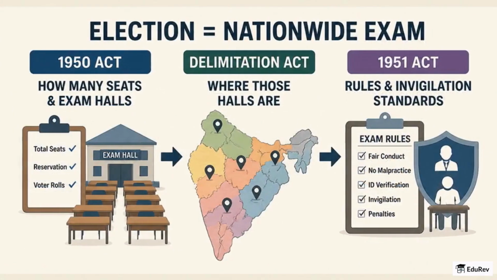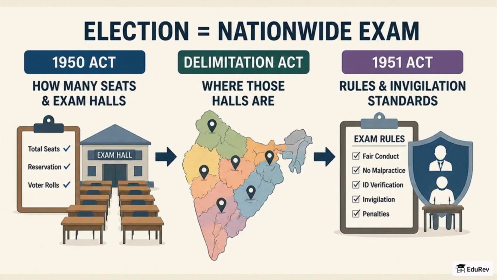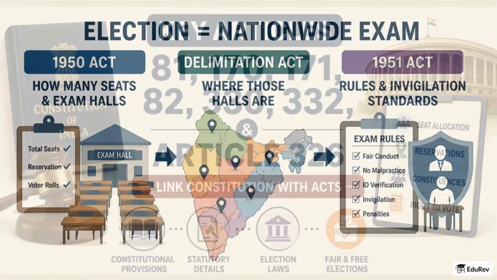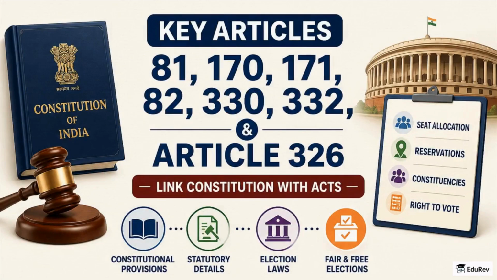As an analogy, think of a national election like a nationwide exam, where the 1950 Act decides how many exam halls and seats. The Delimitation Act decides where those halls are, and the 1951 Act sets the exam rules and invigilation standards. Key terms to memorize for UPSC.